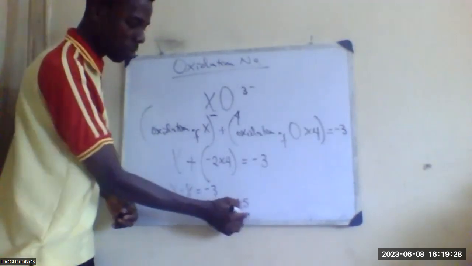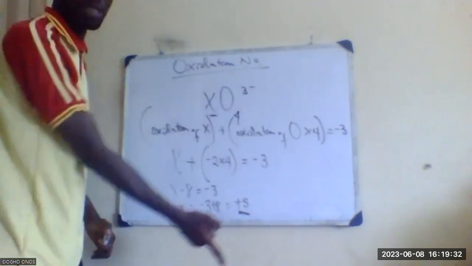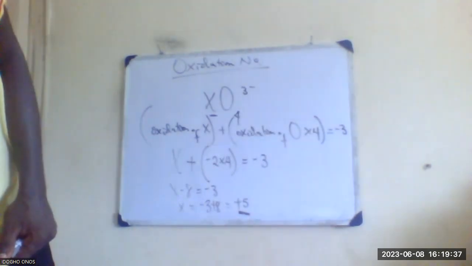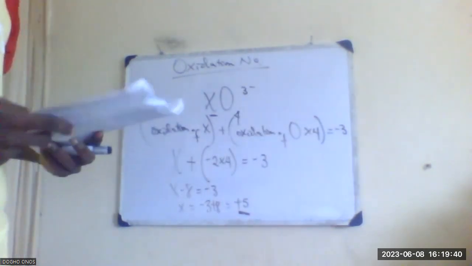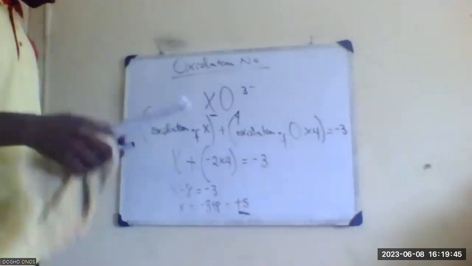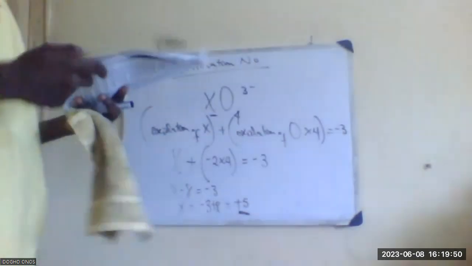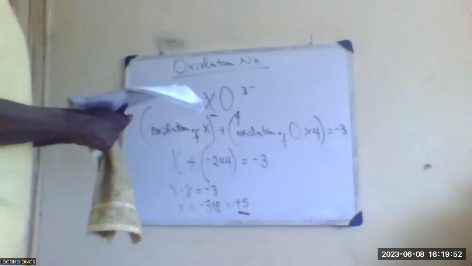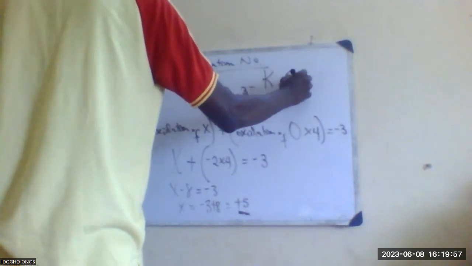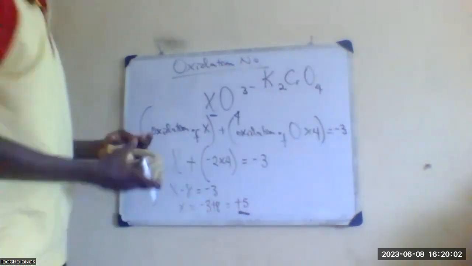Always let the students write the sign. If it's an objective question, you will see +5, you will see -5. Is that taking place? Yes. Okay. Can I continue with another example? Yes, sir. Okay, let's look at another one. What is the oxidation number of chromium in K2CrO4?